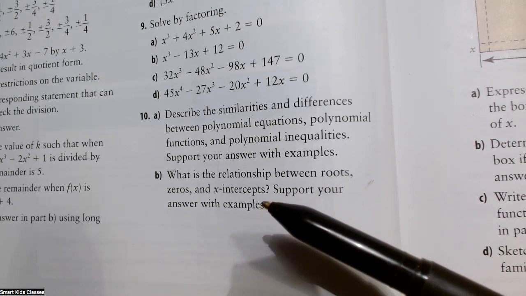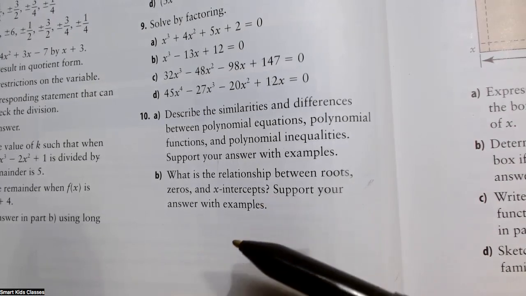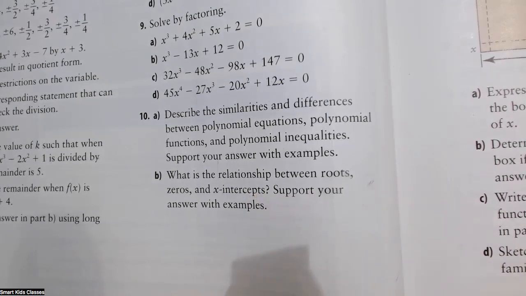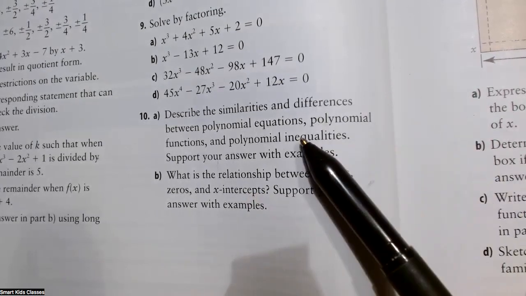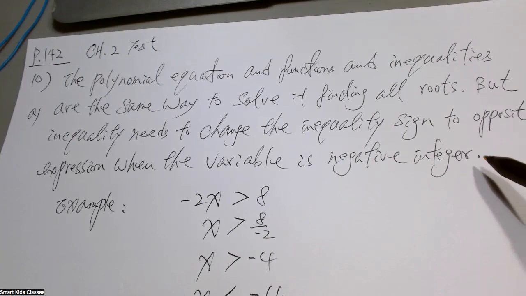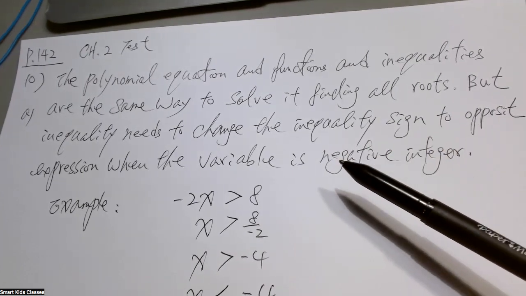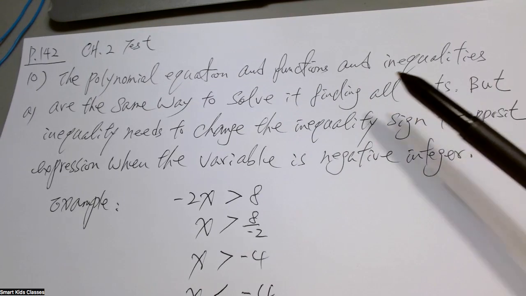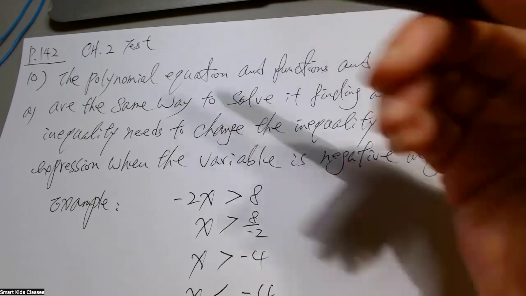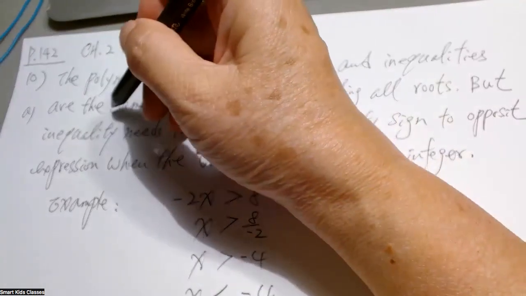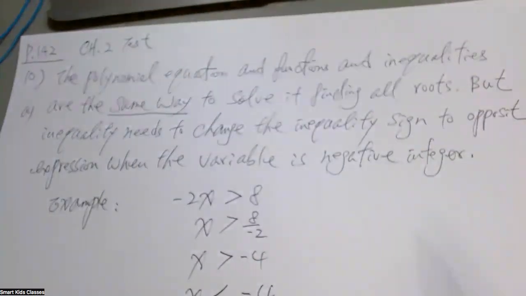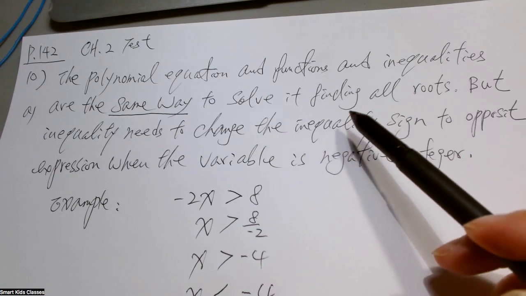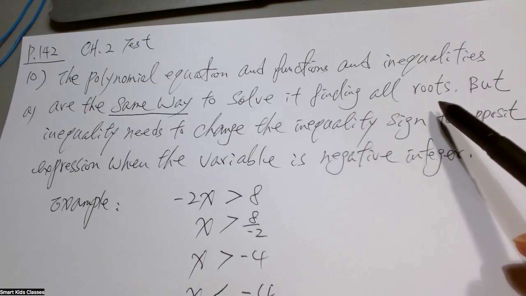Root, zero, x-intercept, they mean the same thing. They're all x-intercepts. I'm going to write it down. Now I explain question 10a. The polynomial equation, the function, and the inequalities are solved the same way. I'm going to underline same way. To solve and find all the roots.